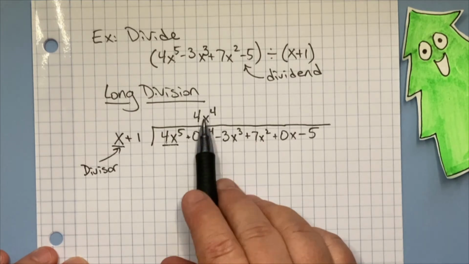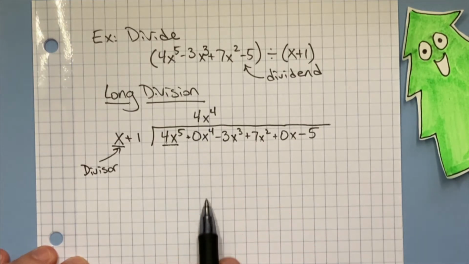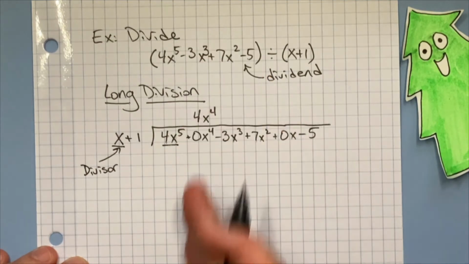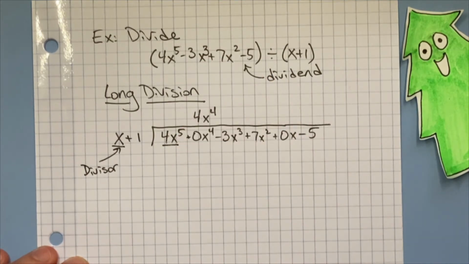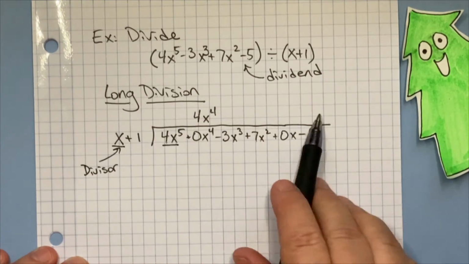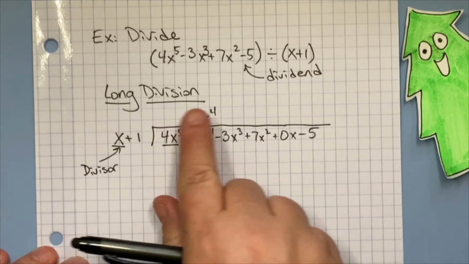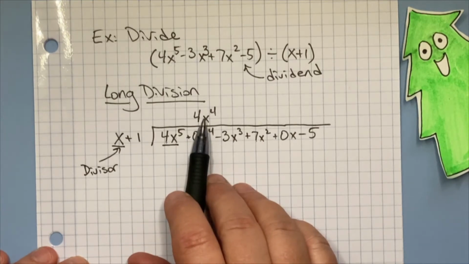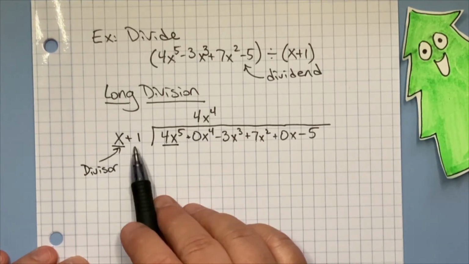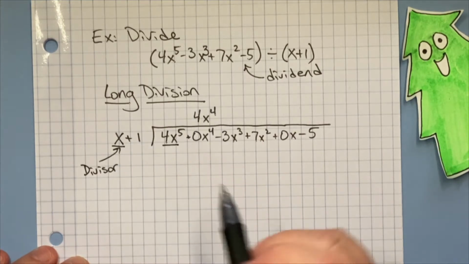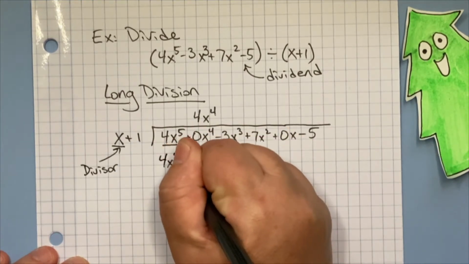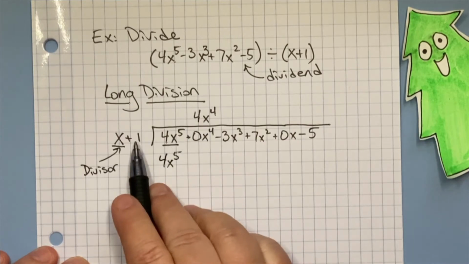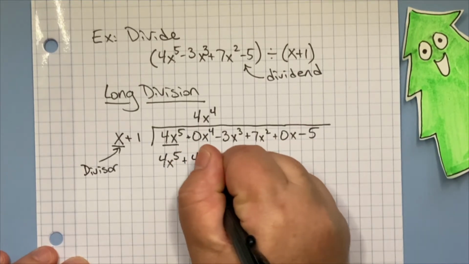So I also like to try to keep my columns really lined up. You don't have to. The way that polynomial division works, you can be a little bit less precise about your quotient, but I like to line them up, so I'm going to do that. So once I figure out what I'm going to put up here, then I multiply both terms. So 4x to the fourth times x is 4x to the fifth, and then 4x to the fourth times 1 is 4x to the fourth.